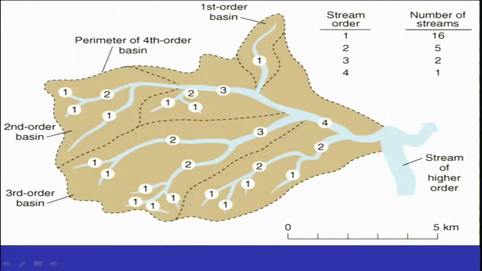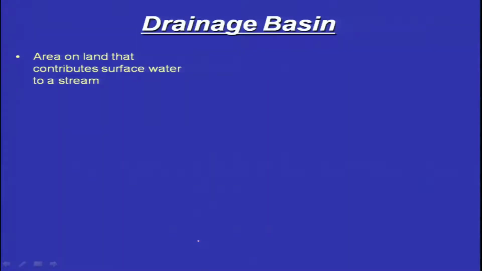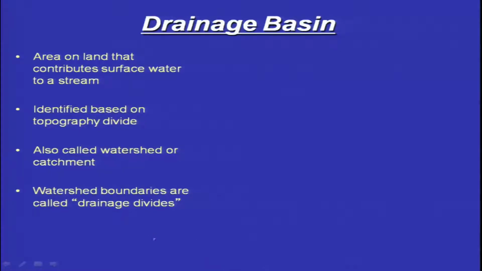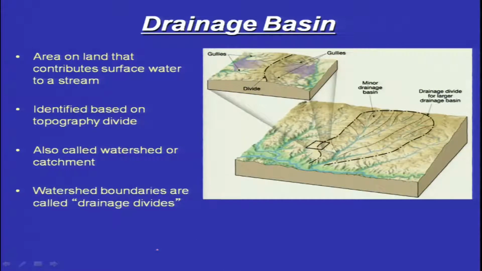Say, like, first order you are having 16, and this will help you in getting the bifurcation ratio of the basin area. So, the area on land that contributes surface water to a stream is a drainage basin, identified based on the topographic divide, also called the watershed or the catchment area. The watershed boundaries are called drainage divides. This is the example for that.